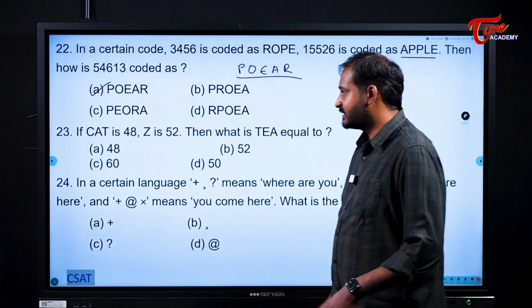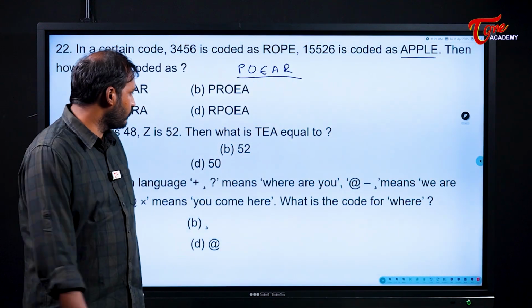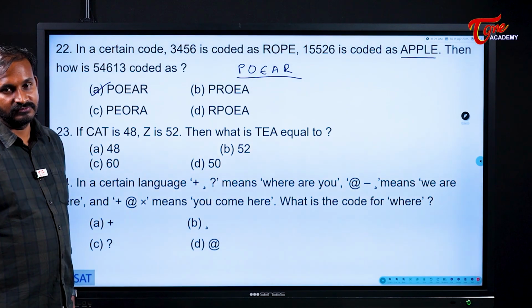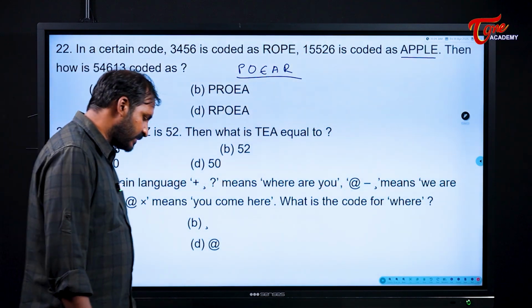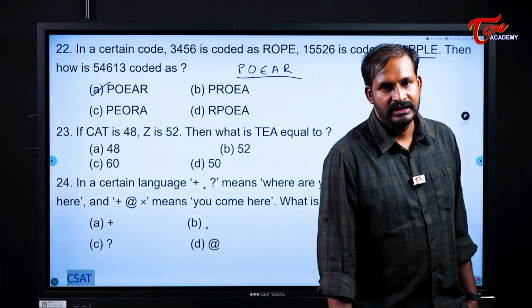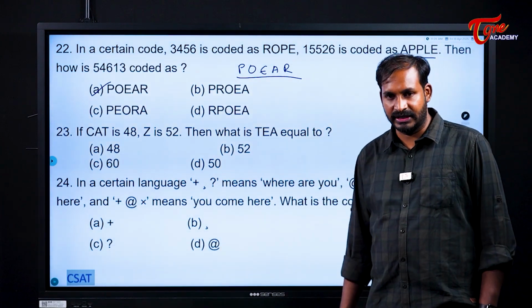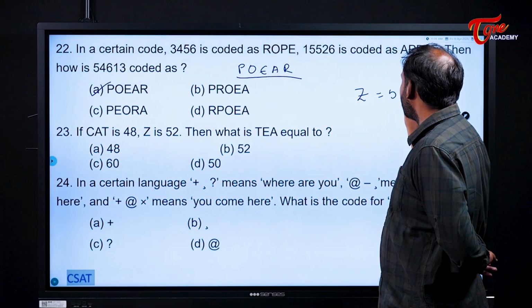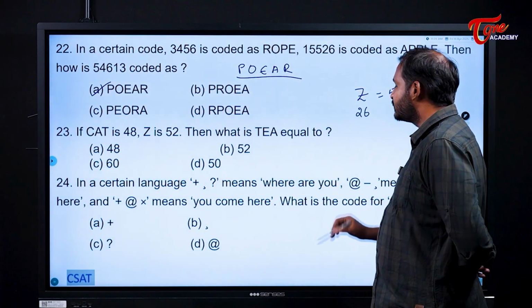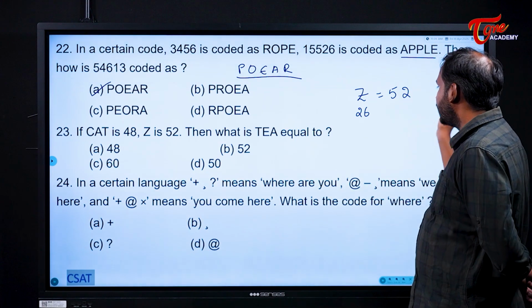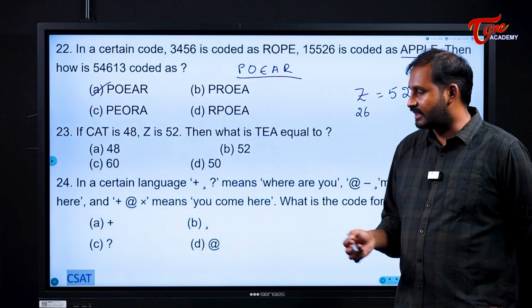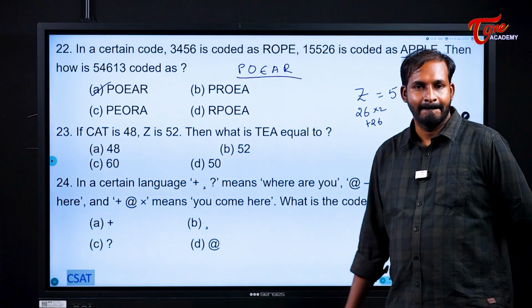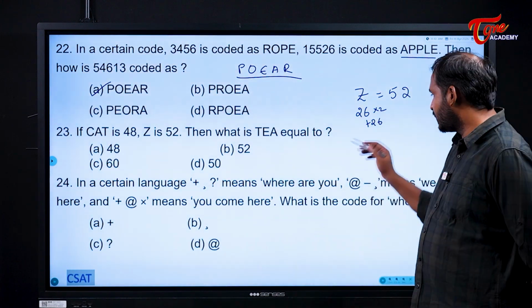Next, please see this one, 23rd one. If CAT is coded as 48 and Z is 52, then what is T equal to? Now please observe here, students, this is a little bit different. This doesn't come under our direct coding case. Z is coded as 52, right? Z is the 26th alphabet. Then how can you get 26 to 52? Generally, into 2 is one way or plus 26 is the other way. These two chances we may have.